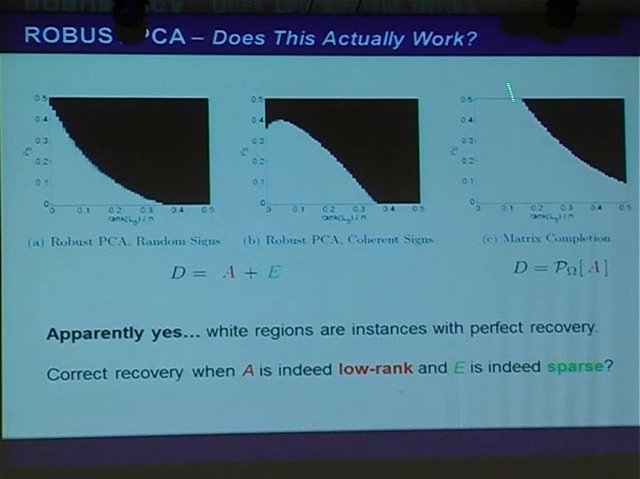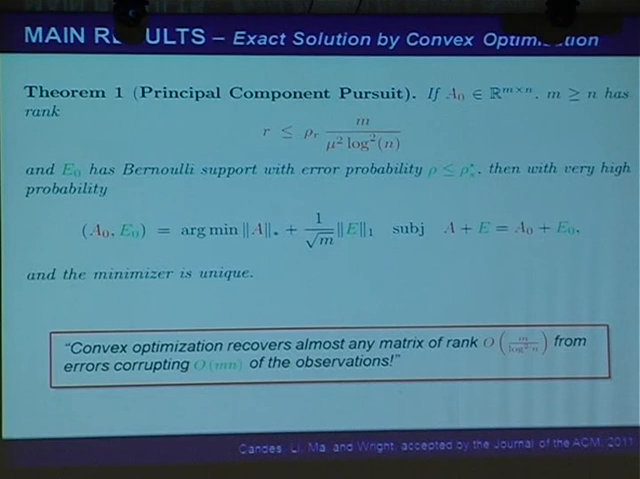The question is, can you actually prove this works? It turns out this is one of the results we recently obtained. Mathematics can prove, under fairly broad conditions, that you should expect the convex optimization to work. Here, the rank of the matrix is bounded from above by something almost proportional to the dimension of the matrix, where you lose only a log factor. And the number of entries you can corrupt is some constant fraction. In a minute, we'll see how high the fraction can be.